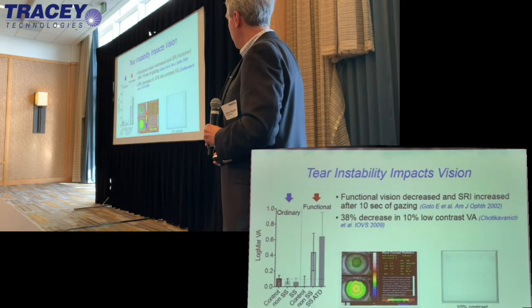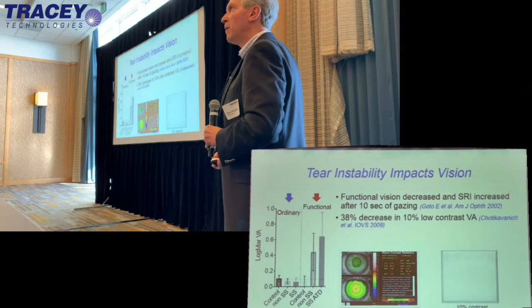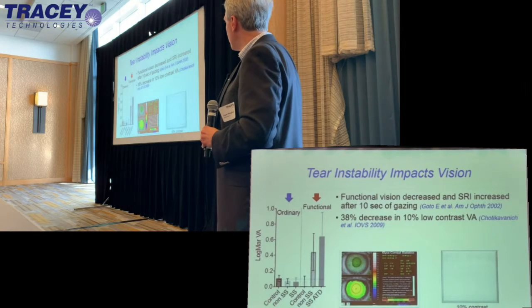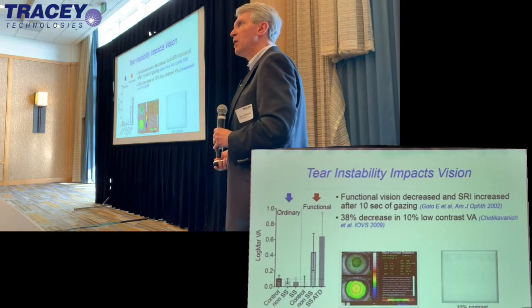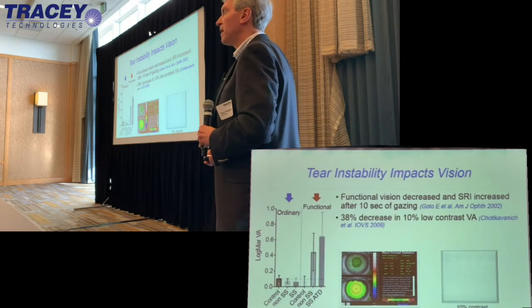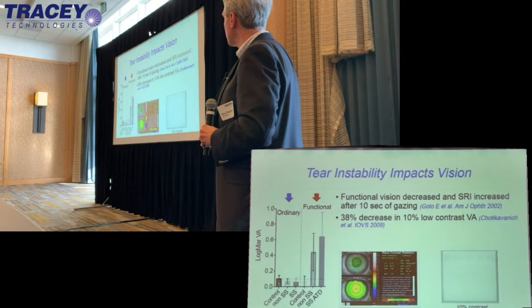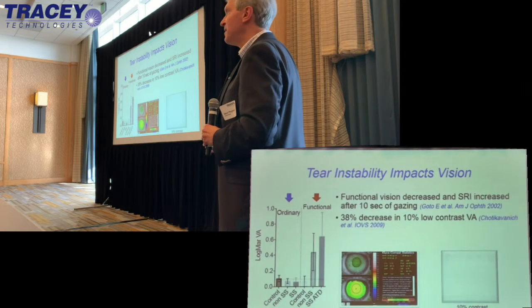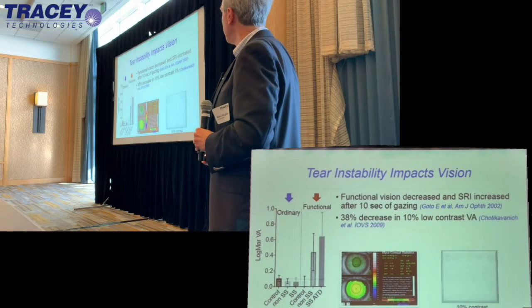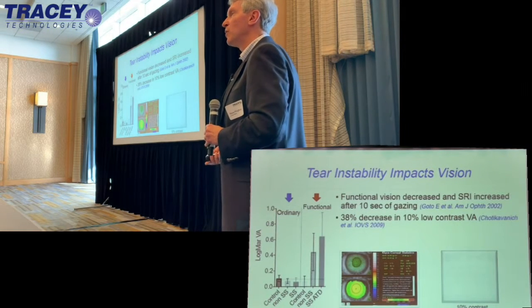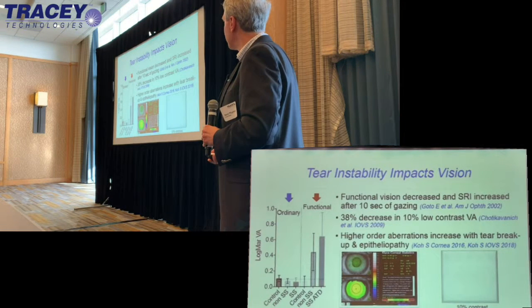Very interesting. In studies that we've done at Baylor, really following on work that Ray Applegate had done at University of Houston, using 10% low contrast visual acuity to try to identify early cataracts, we thought, well, let's compare 100% contrast and 10% low contrast visual acuity in patients with dry eye, and there was a mean 38% decrease in 10% low contrast visual acuity in those patients. So again, unless you really test them under a stressed condition, you're really not going to pick up the visual abnormalities.